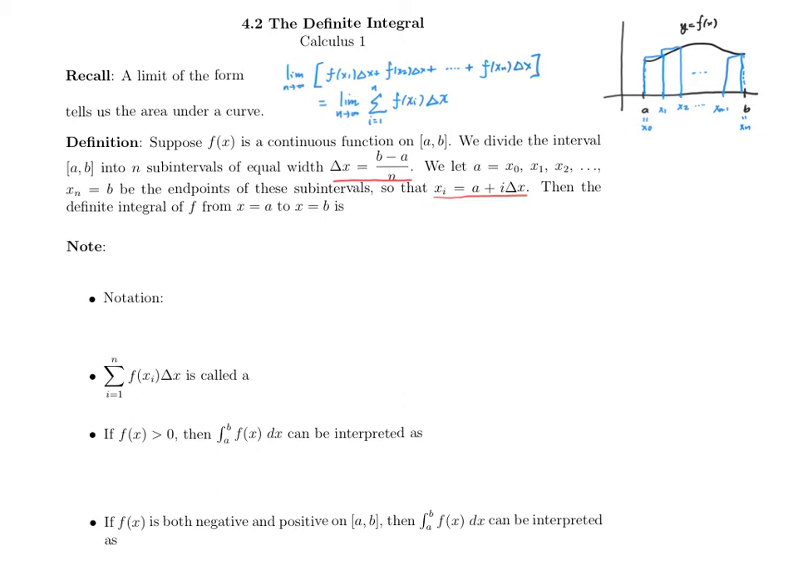With this in mind, the definite integral of f from x equals a to x equals b is defined as follows. The notation we have would be integral symbol from a to b, which I would read as the definite integral from a to b of the function f of x. This is equal to the limit as n approaches infinity of the sum from i equals 1 to n of f of x sub i delta x.